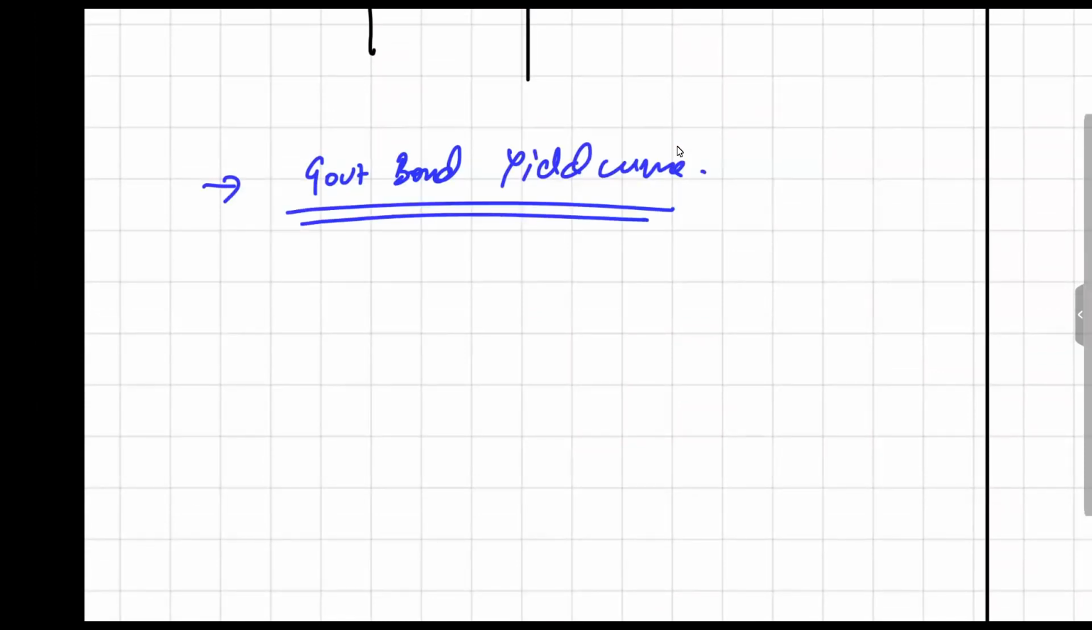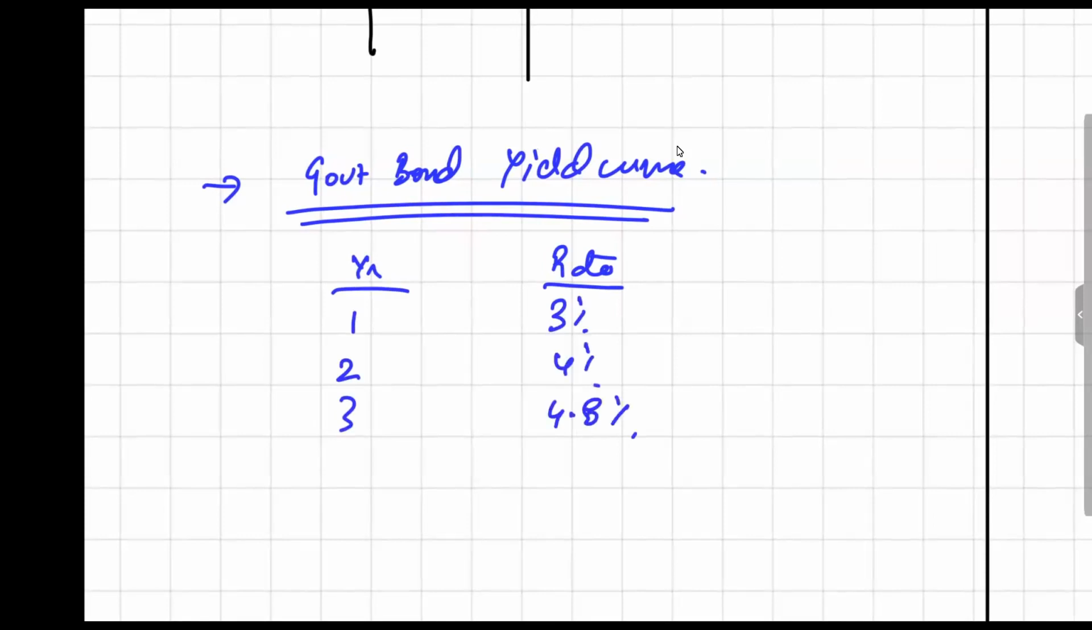The examiner would at times give you the government bond yield curve. When the examiner gives you the government bond yield curve, he would say that the yield curve of the government bond is, for year 1, 2, 3, let's say 3%, let's say 4%, let's say 4.8%, and so on.